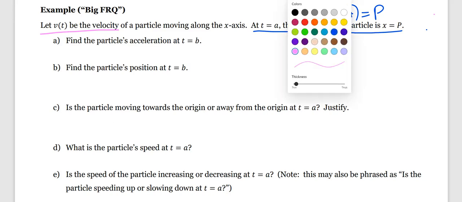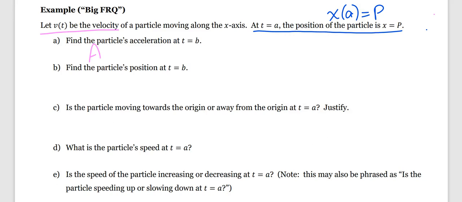So I'm going to use capital A for acceleration. Acceleration at time b will be equal to the derivative of the velocity at time b. And keep in mind that if this is calculator active, we can just go math 8. But find the derivative of velocity and then plug in your time b.